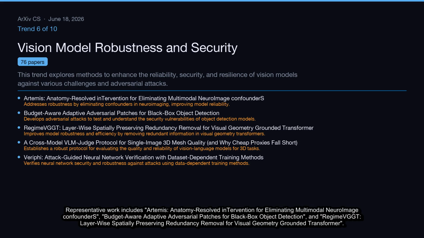Representative work includes Artemis, anatomy-resolved intervention for eliminating multimodal neuroimage confounders, budget-aware adaptive adversarial patches for black box object detection, and regime VGT, layer-wise spatially preserving redundancy removal for visual geometry grounded transformer.